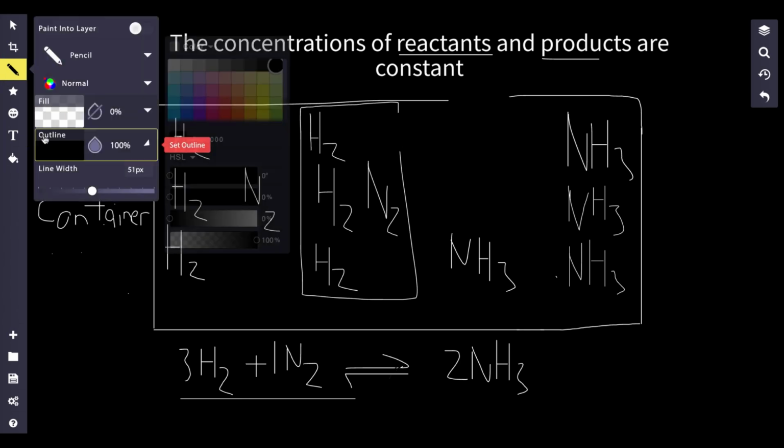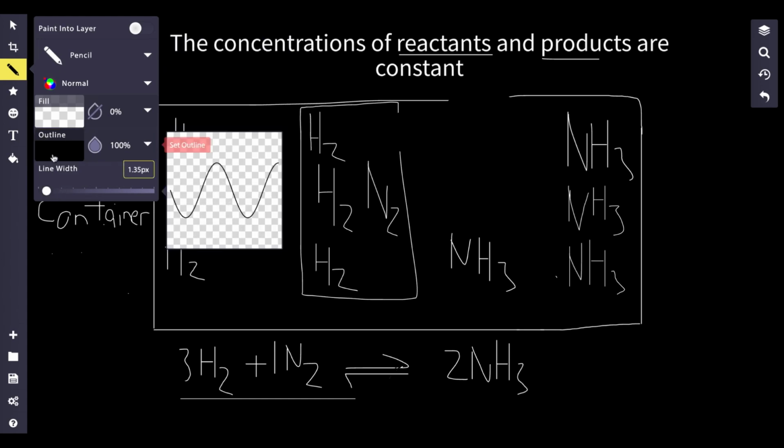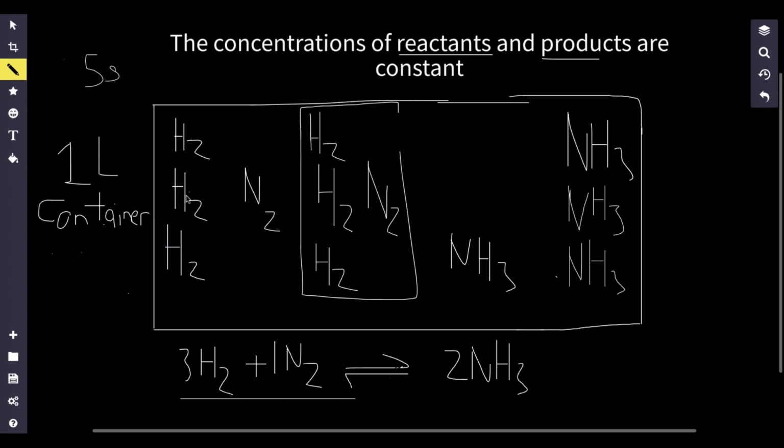You can see how before the reaction, we started off with 6 molecules of H2, 2 molecules of N2, and 4 molecules of NH3. At our first cycle, when 5 seconds happens and all of this reacted, we ended up with the same amount: still 6 molecules of H2, 2 molecules of N2, and 4 molecules of NH3.